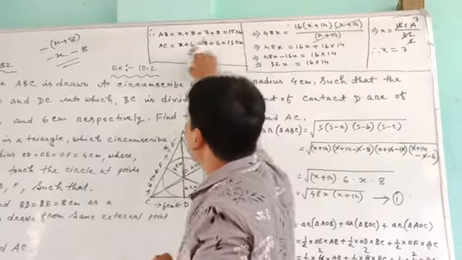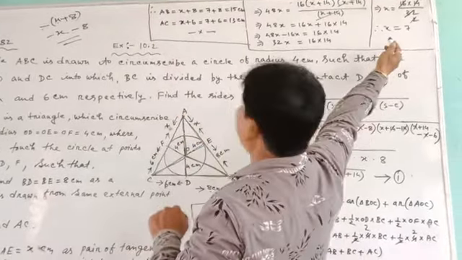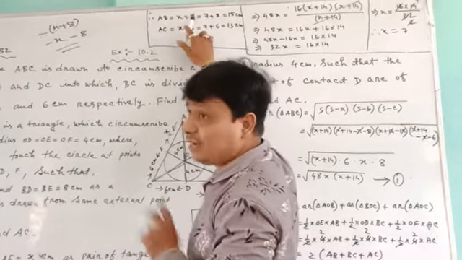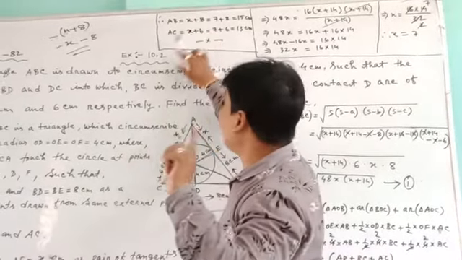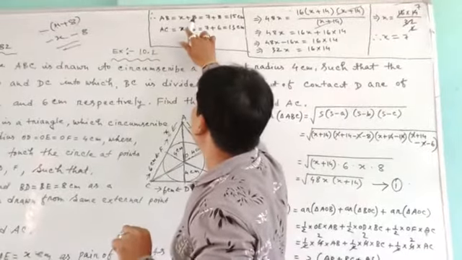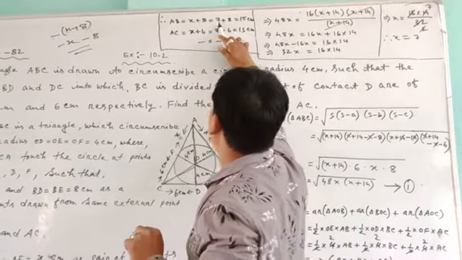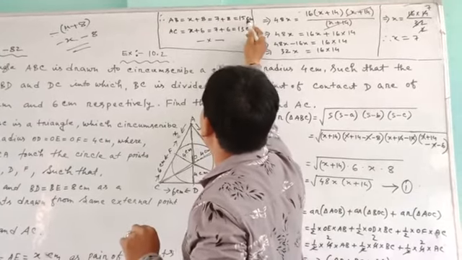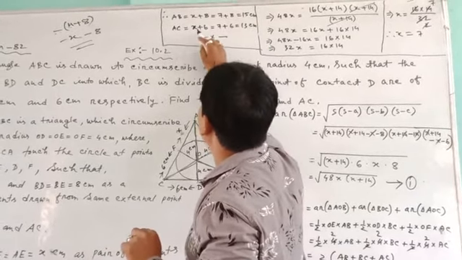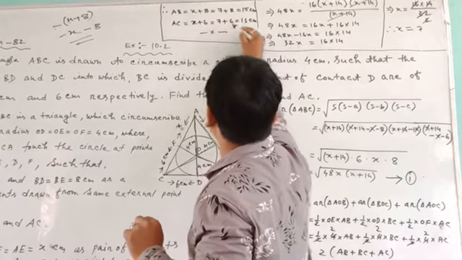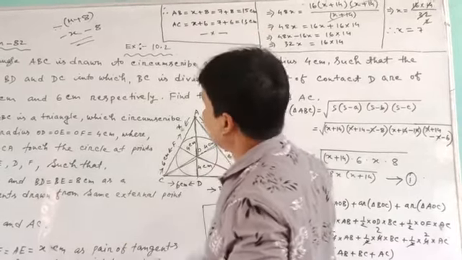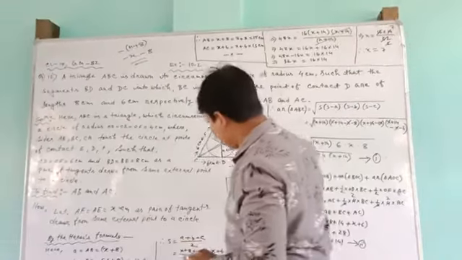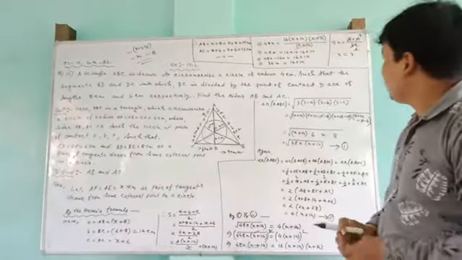Then see, our target: we already got the x value 7. AB equals x plus 8. Our target is to find the AB value and the AC value. So AB equals x plus 8, and putting 7 in place of x, 7 plus 8 equals 15. AC equals x plus 6, and 7 plus 6 equals 13 centimeters. That's all. That way you get the AB measurement and the AC measurement.